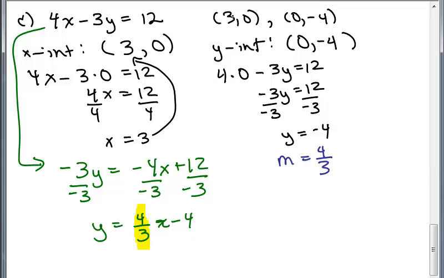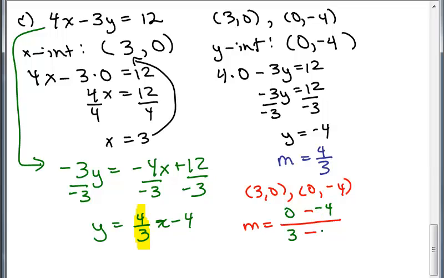Another way is to take those two ordered pairs I had up there, 3, 0 and 0, negative 4, and use the formula for slope. So I take one ordered pair and put y over x. So how about I put the first ordered pair you see, 0 over 3. Next one, negative 4 over 0. And if I simplify that, I get positive 4 over 3. I get the same slope. So I get 4/3 doing it that way as well.